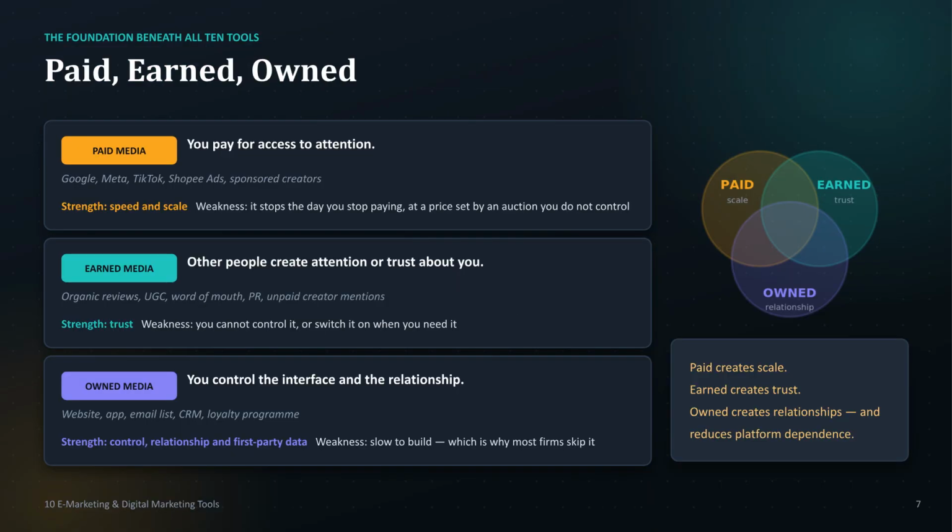Before tools, there is the foundation: paid, earned, and owned media. Paid buys scale, earned builds trust, and owned creates long-term relationships. If your plan is only paid media, you are renting your entire customer base.